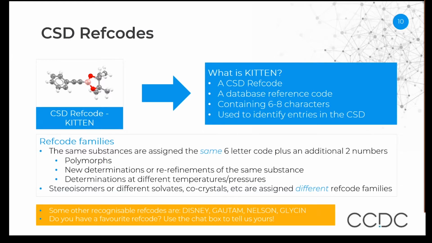So when we're looking at CSD CrossMiner, we might see some of these CSD ref codes popping up. Some of my favorite ref codes are listed here, and some have more familiar sounding names. So alongside kitten, we've got Disney. We've also got one ref code named after somebody, Gautam, but you might be able to find a ref code that's similar to your name. And we've also got chemical sounding ref codes like glycine. So if you do have a favorite ref code, or you can find a ref code similar to your name, then do post it in the chat box.